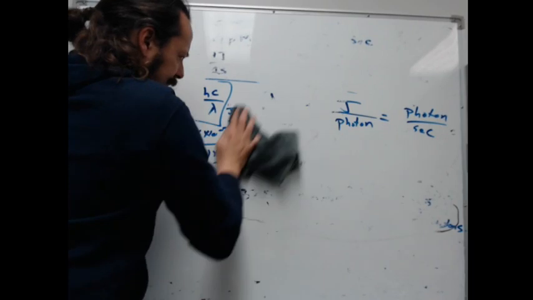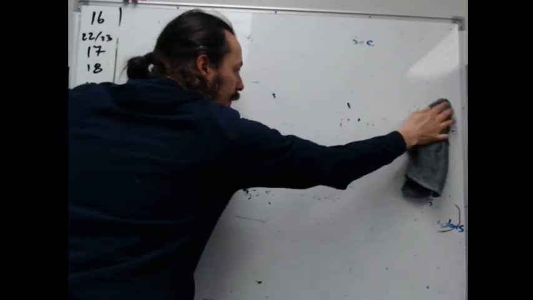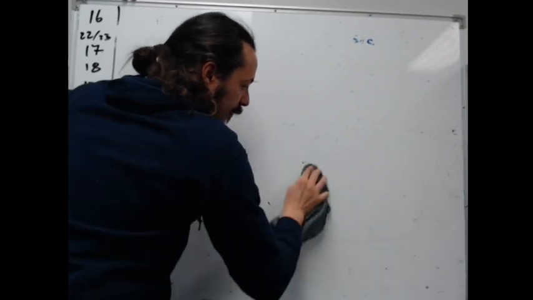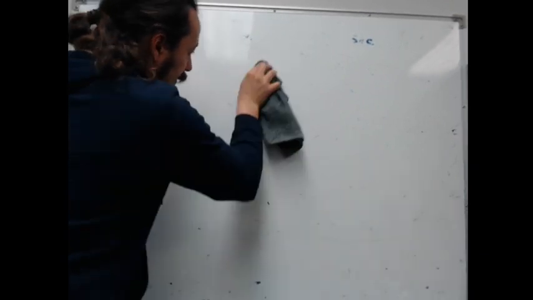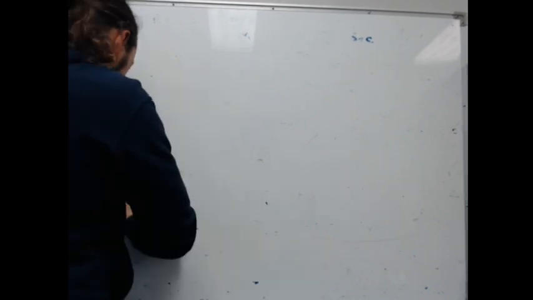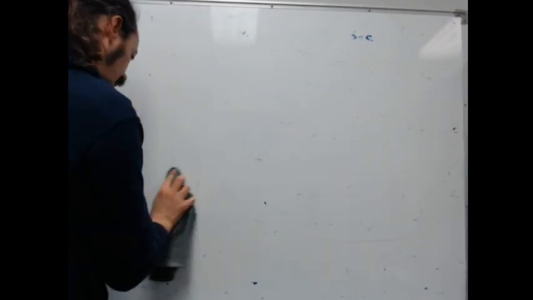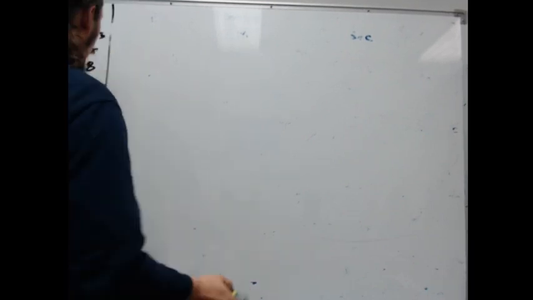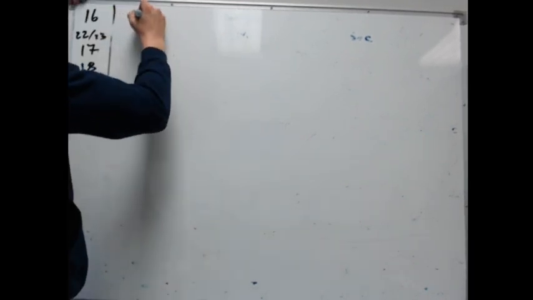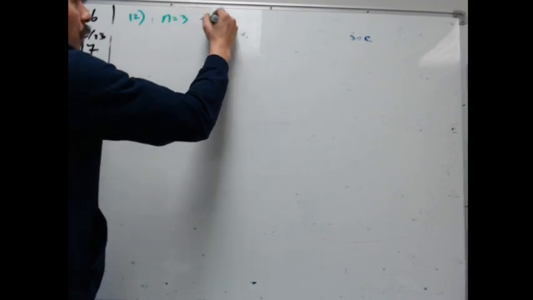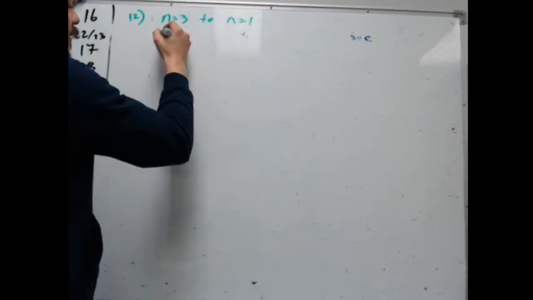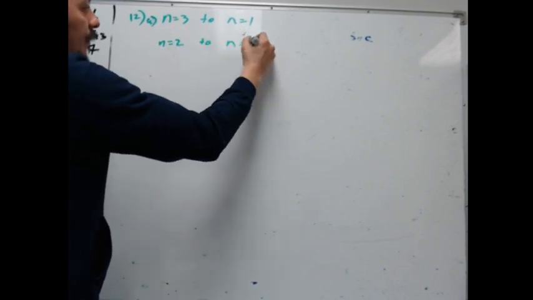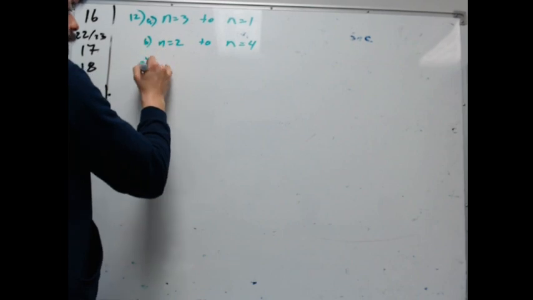What is number 12? It says label each transition as corresponding to emission and which corresponds to absorption. Put the list in approximate, no calculation order of increasing energy transitions, so like smallest to largest. And then it's got an A, B, and C. So your A is going to be n equals 3 to n equals 1. Your B is going to be n equals 2 to n equals 4. And then your C is going to be n equals 4 to n equals 3.